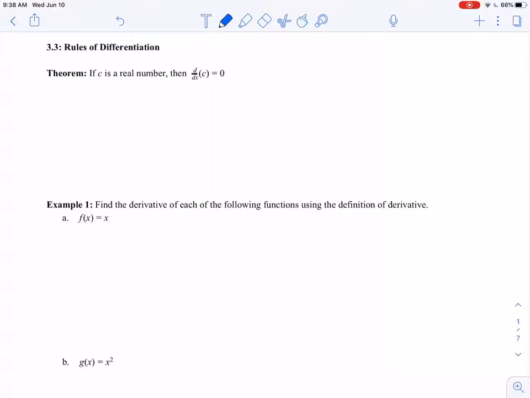In the last few sections, we've talked about how to find derivatives, and we've looked at how to evaluate the derivative at a point. First, we looked at how to find f prime of a, and then we looked at how to find the actual derivative as a function, f prime of x. But both of these have relied on that limit definition, limit as h approaches 0, f of x plus h minus f of x, all divided by h.